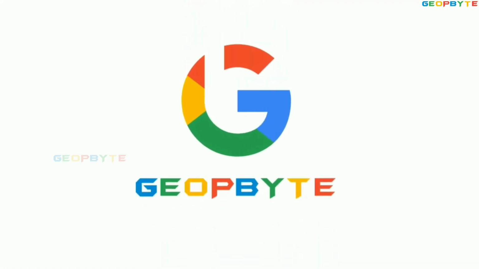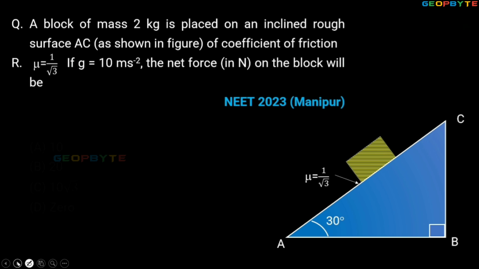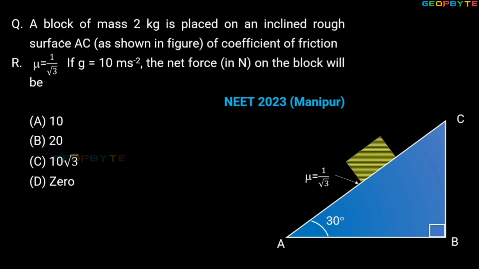Let us take another important problem. Look at this problem. It is asking like this. A block of mass 2 kg. Look at the block. The mass of the block is given as 2 kilograms, and it is placed on an inclined rough surface AC.